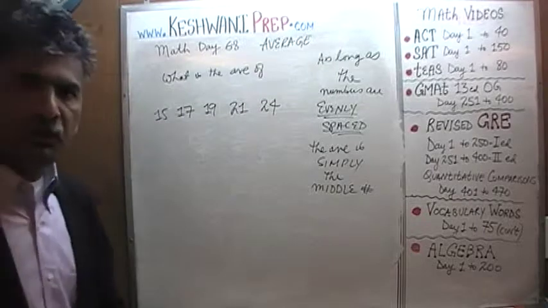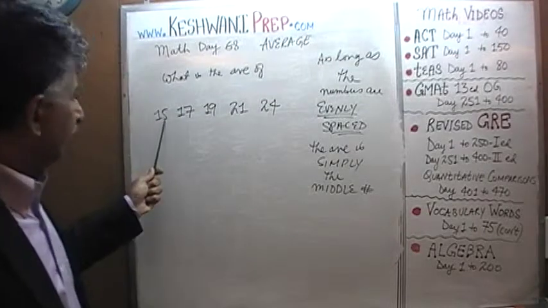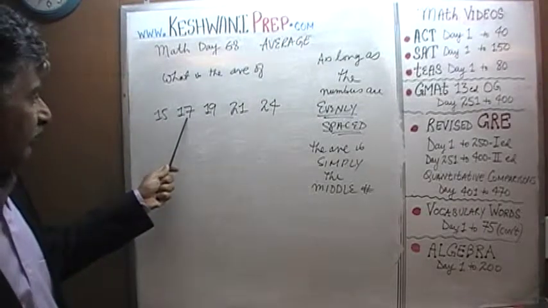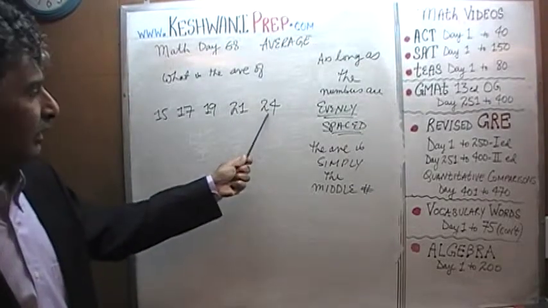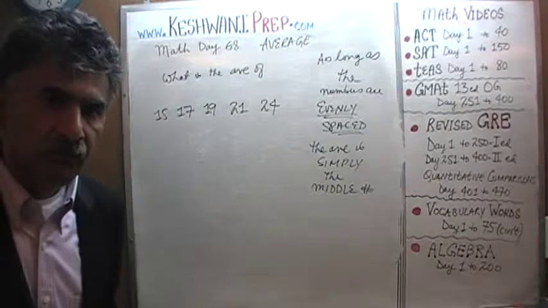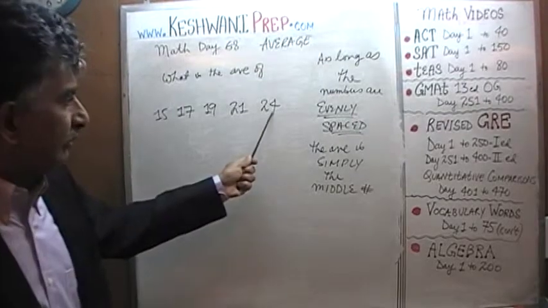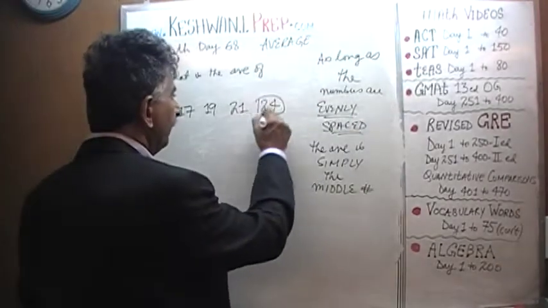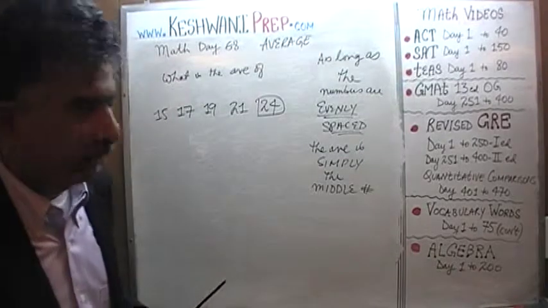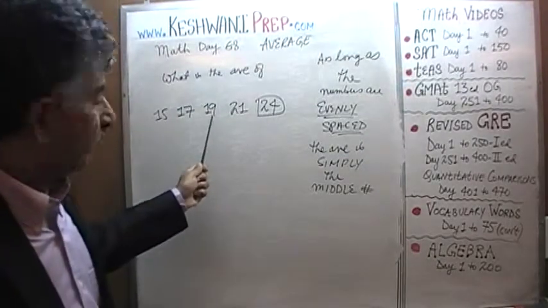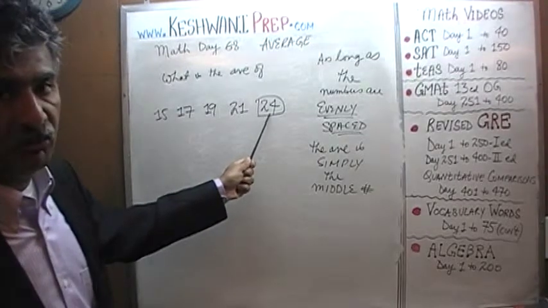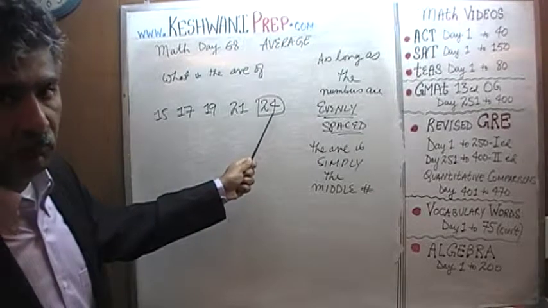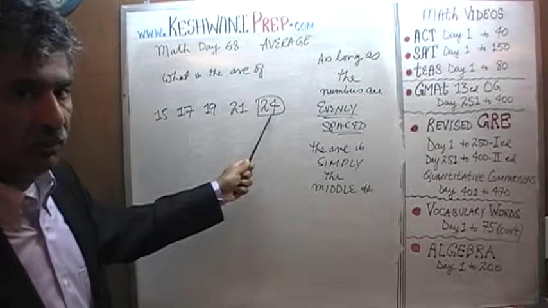Again, visual inspection should tell us that they are two apart. 15 plus 2 is 17, 17 plus 2 is 19, 19 plus 2 is 21, 21 plus 2 is 23. We don't have 23, we have 24. Had this number been 23, the average would have been 19. We just saw it a second ago. But it's not 23, it is 24. It's one more than what it needs to be.